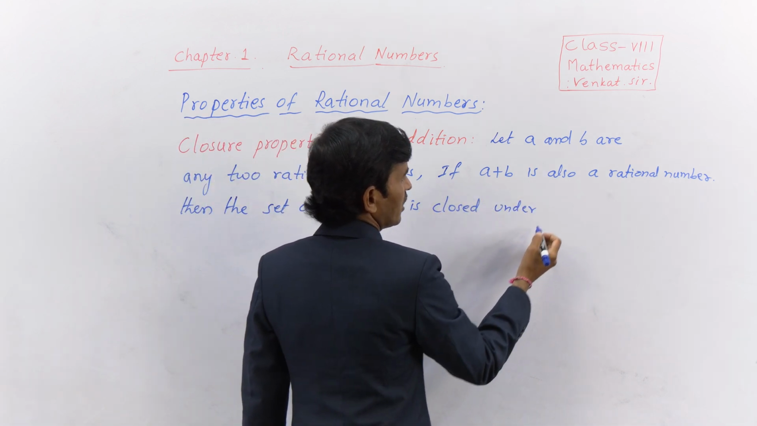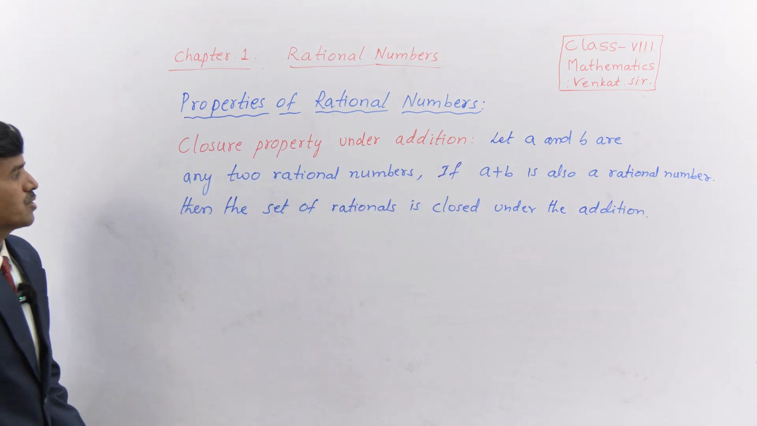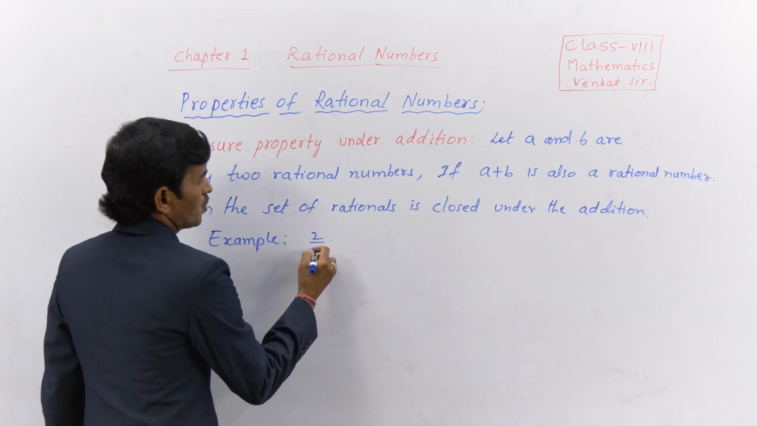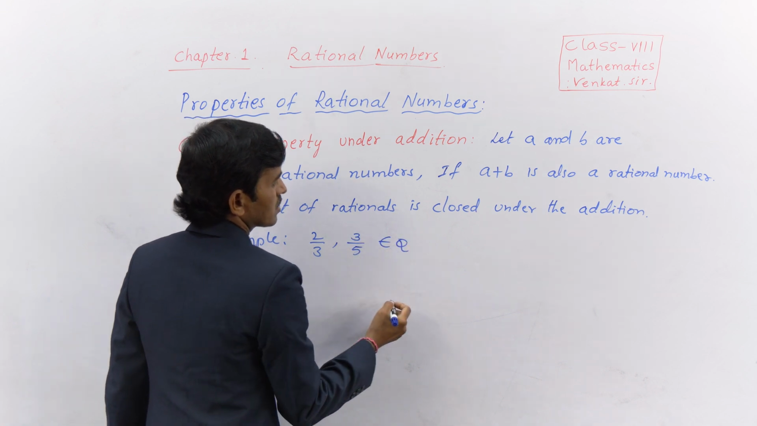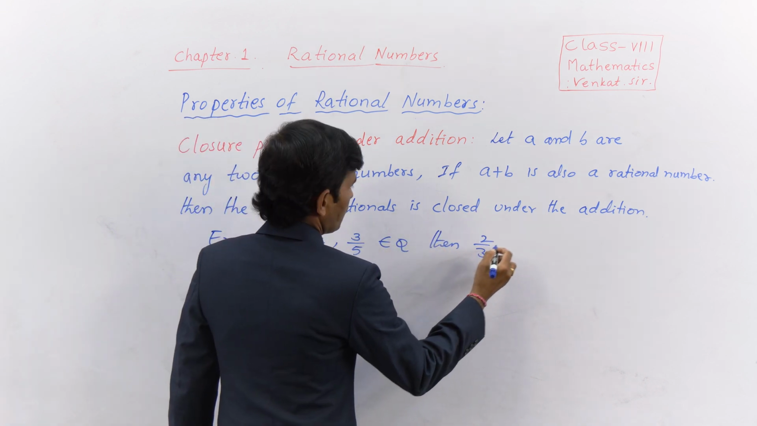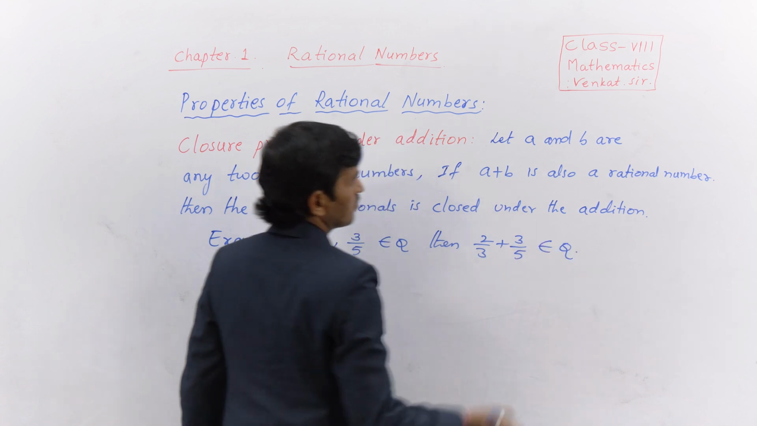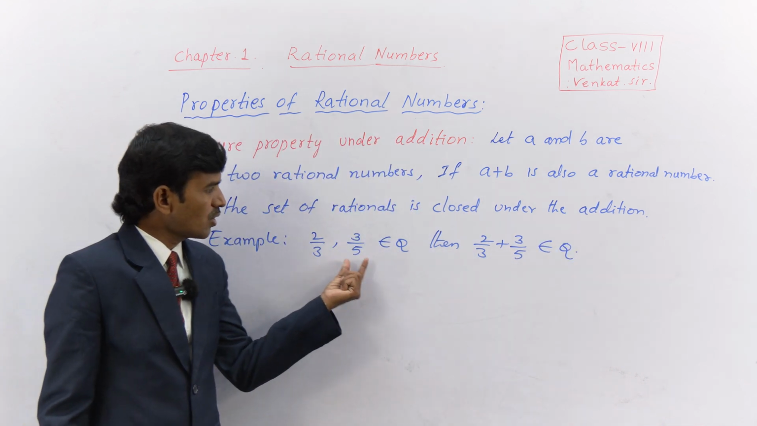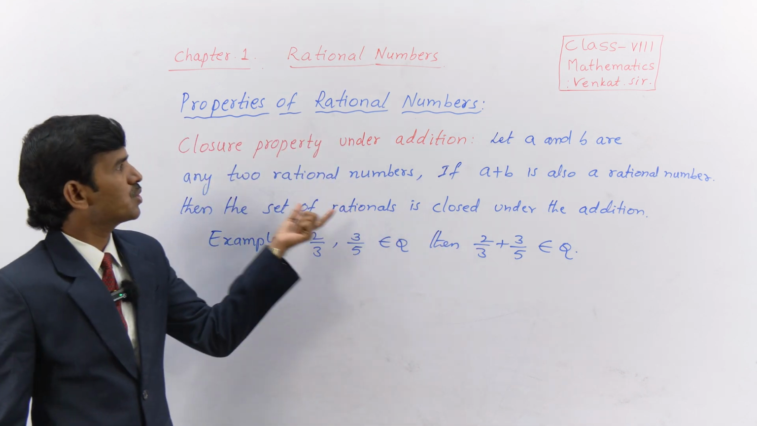What is the operation considered here? Under addition. Okay, see that, for example, 2/3 and 3/5 both belong to rational numbers. Then 2/3 plus 3/5 also belongs to rational numbers. Two individual rational numbers are considered. If their summation is also a rational number, then this property is known as what?